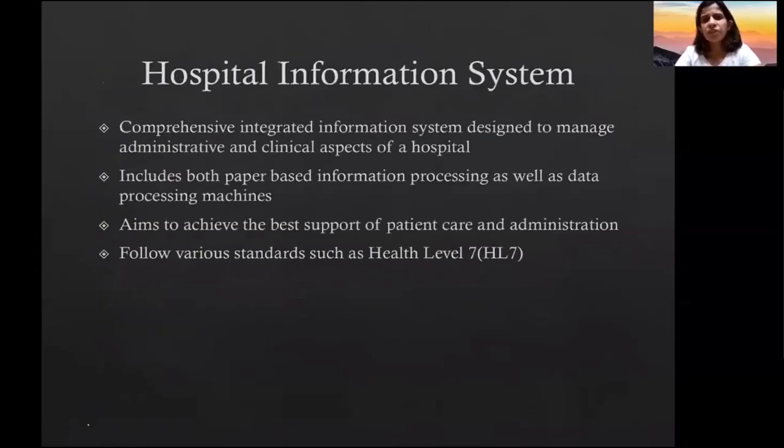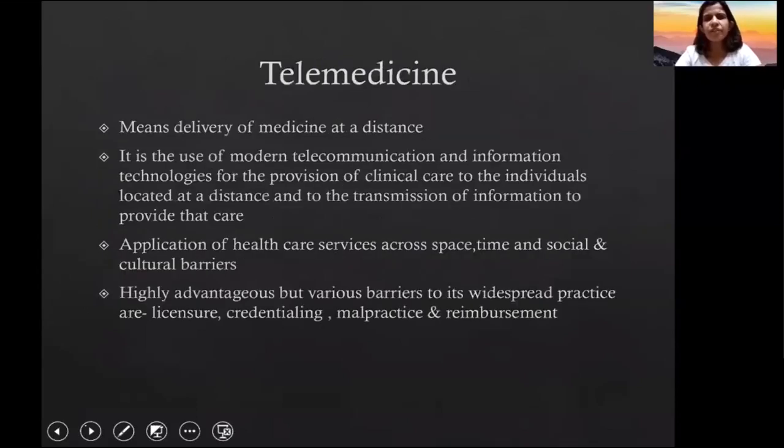What is a hospital information system? A hospital information system is a comprehensive integrated information system which is designed to manage administrative and clinical aspects of a hospital. It includes both paper-based information processing as well as data processing machines. It aims to achieve the best support of patient care and administration. It follows various standards such as Health Level 7 standards.